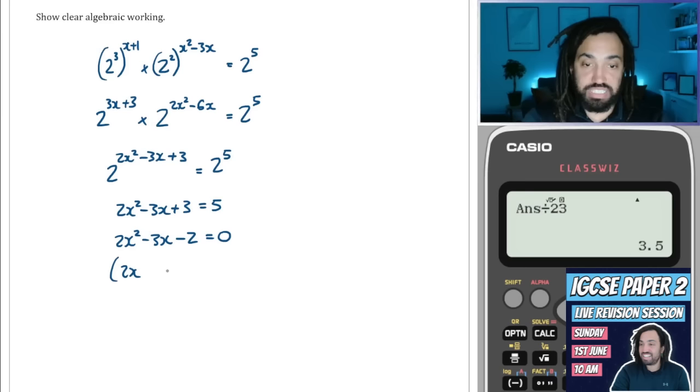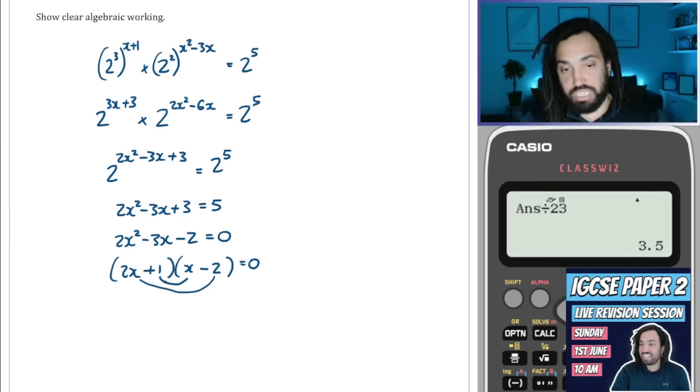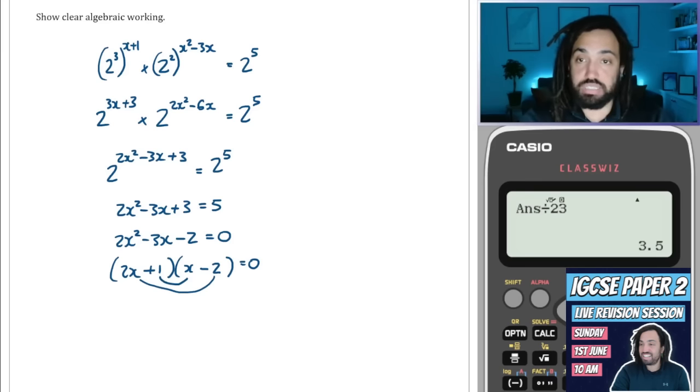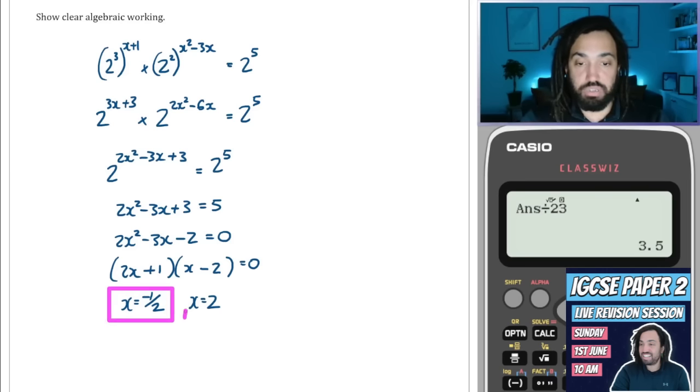So we've got a 2x, definitely going to be a 2x and an x. It's going to times to make minus 2. So if I put the minus 2 here, then that's going to give me minus 4x. And if I put a plus 1 here, that's going to give me plus x, which will add together to make minus 3x. So that's just done by inspection. Because the numbers are relatively small, it's probably quicker just to do a bit of guesswork. So this means that x is minus a half and x is 2. And I think that is it. So there's the answer for that one and the answer for this one.